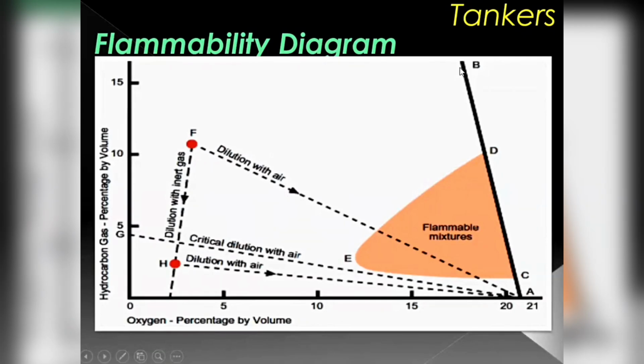Line AB is slightly bent towards the left. It is an air hydrocarbon mixture where you have point E as the lower flammable limit and point D as the upper flammable limit. So what does the slope of AB indicate? I'll be coming to that.